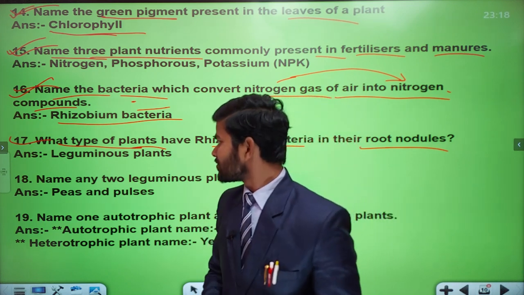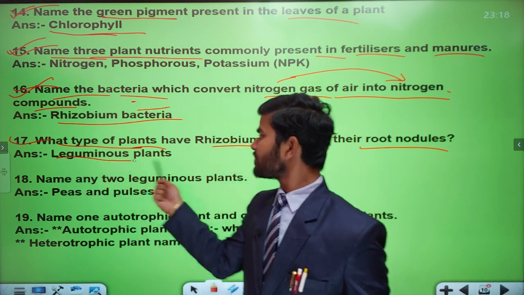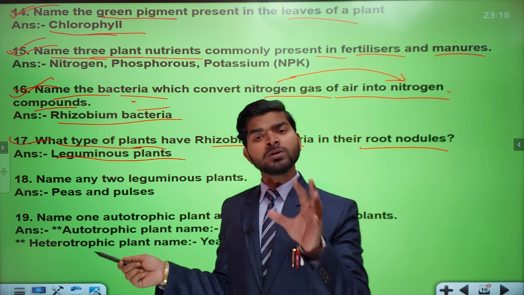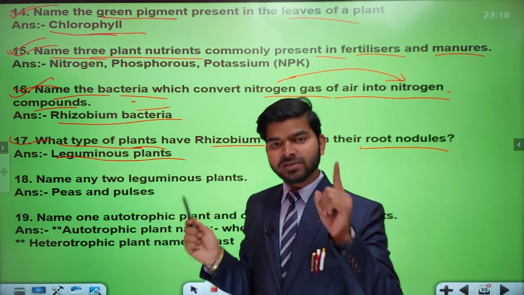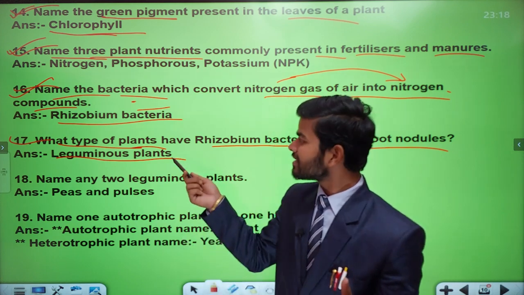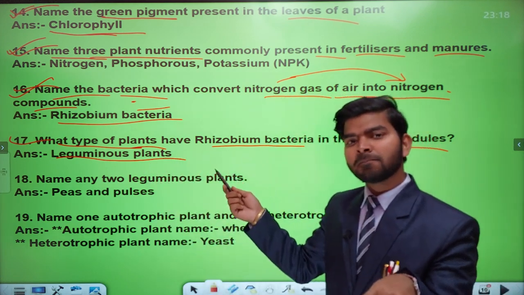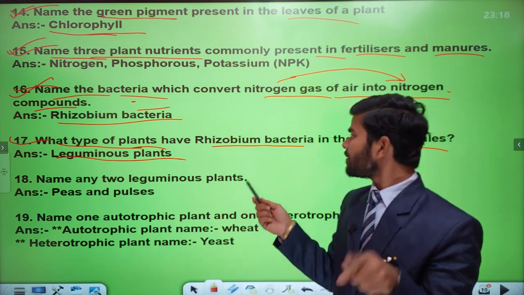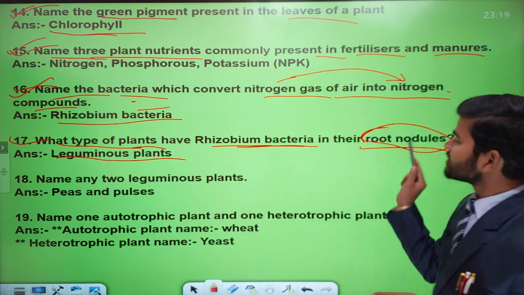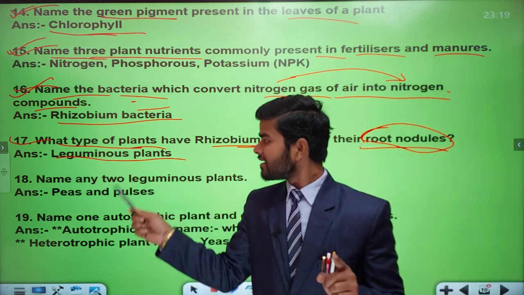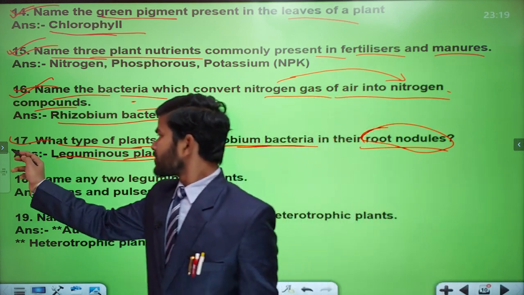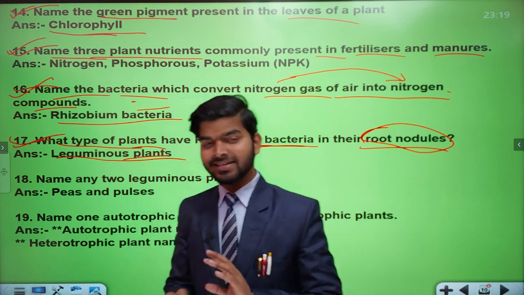All right. So the correct answer is leguminous crops, because the root nodules of these leguminous crops contain rhizobia bacteria. The question is asking you to name the plant which has rhizobia bacteria in its root nodules. Then which type of plants? So leguminous plants. All clear? All clear. So in this way, question number 17 is completed.